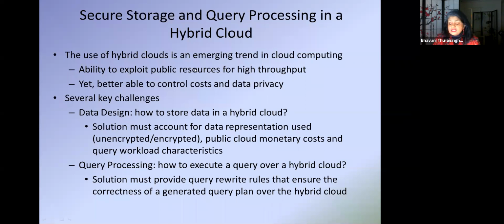The use of hybrid clouds is emerging. Even IBM said back like 5 years ago, public cloud is the way to go: the ability to exploit public resources for high throughput, yet better able to control costs and data privacy. Several key challenges: data design, how to store data in a hybrid cloud. A solution must account for data representation, use of encrypted public cloud, monitoring costs and query workload characteristics, and query processing, how to execute a query over a hybrid cloud. The solution must provide query rewrite rules that ensure the correctness of the generated query plan over the hybrid cloud.